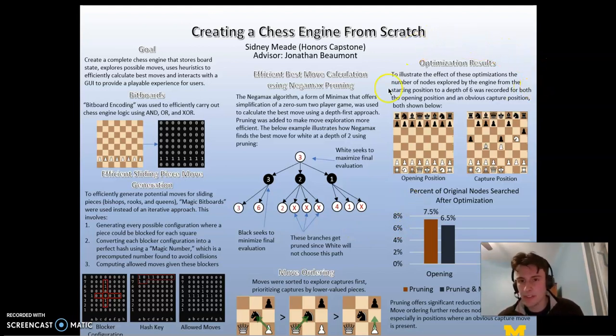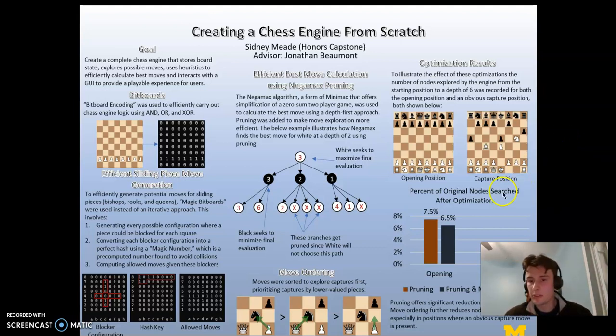And then given these optimizations that I just explained, so pruning and move ordering, and the combination of them, we can see the optimization results here. So for these two optimizations, I looked at it from an opening position and also a position with more capture moves, mainly a more specific good capture move. So for example, this knight can attack this square on f7 and fork the queen and rook. So that would be like a very strong candidate capture move, which with move ordering would be explored faster.